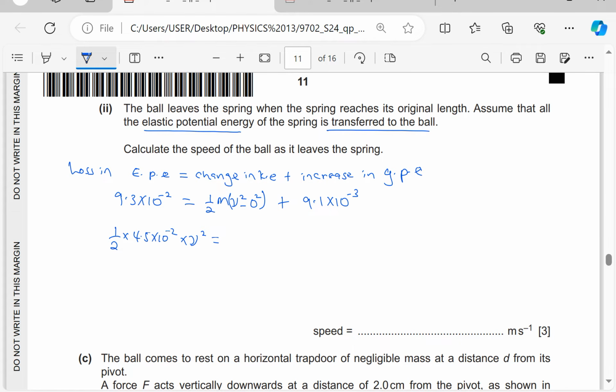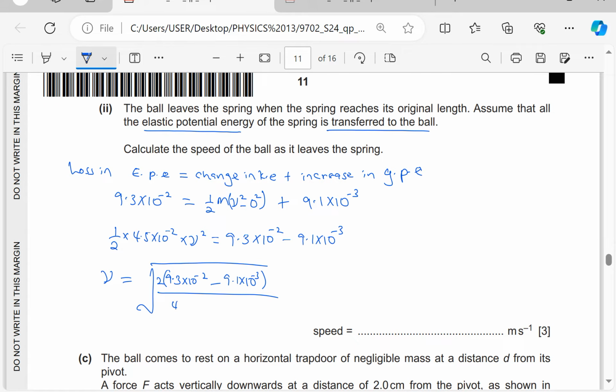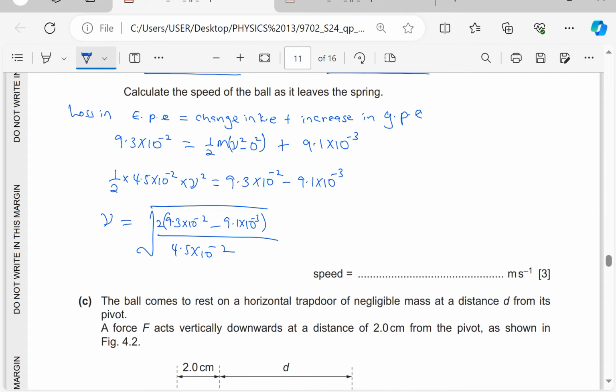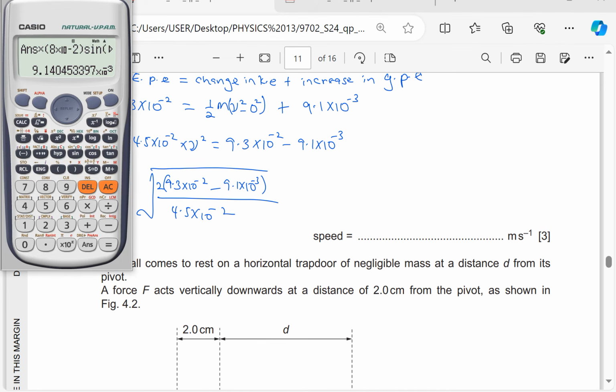is going to be equal to 9.3 times 10 to the power of minus 2 minus 9.1 times 10 to the power of minus 3. So I'm going to make v the subject. So v will be the square root of 9.3 times 10 to the power of minus 2 minus 9.1 times 10 to the power of minus 3, but this is times 2, divided by, I'm making v the subject, 4.5 times 10 to the power of minus 2. So I have to multiply by that 2 in the denominator over half.